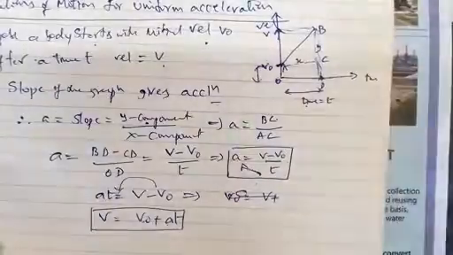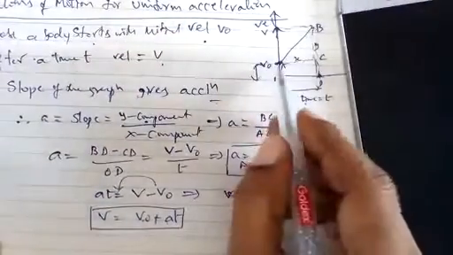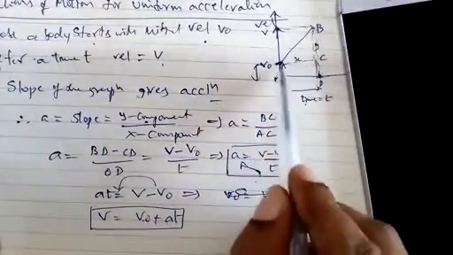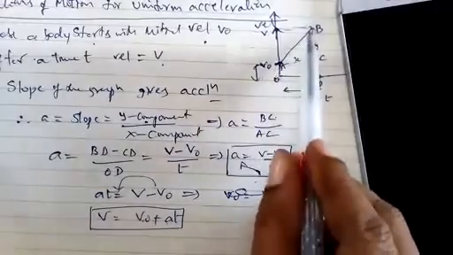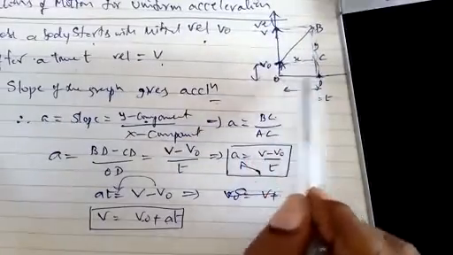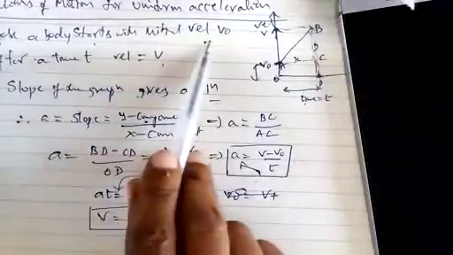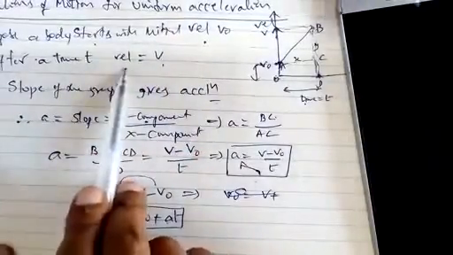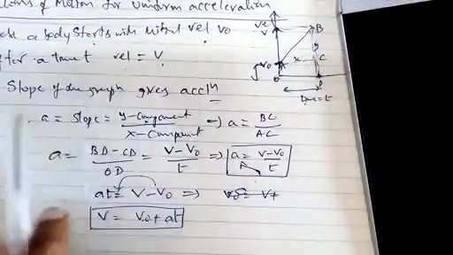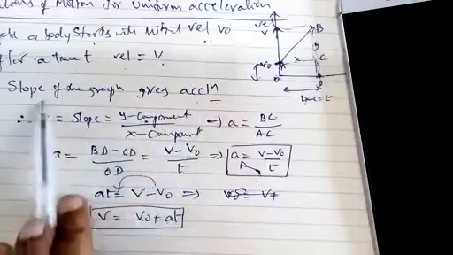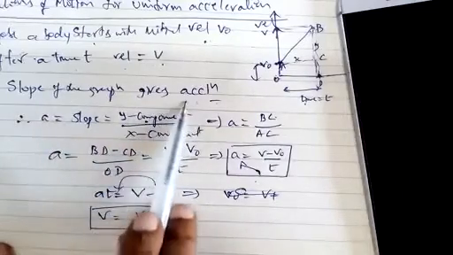So the velocity time graph is given like this. This is a velocity time graph. A body has initial velocity V0 and final velocity V after a time t. So suppose a body starts with initial velocity V0, after a time t the final velocity is V here. Slope of the graph gives acceleration. Remember, slope gives acceleration. Why?